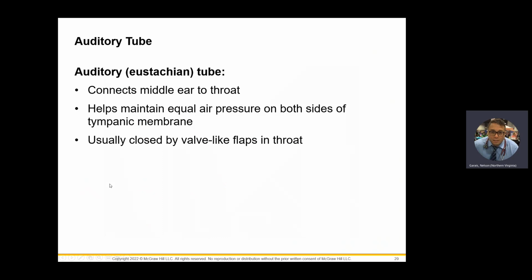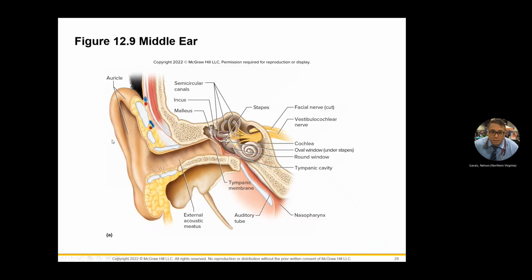Let me see if... all right, sound waves. Nah, that's not gonna do it. Sound waves pass through here. Let me switch it back.